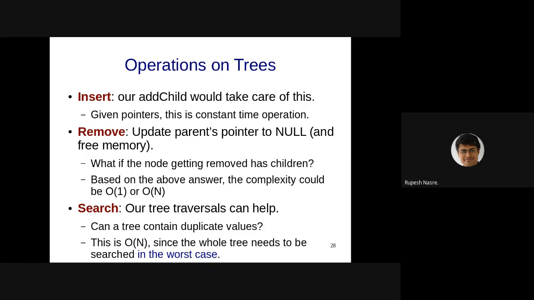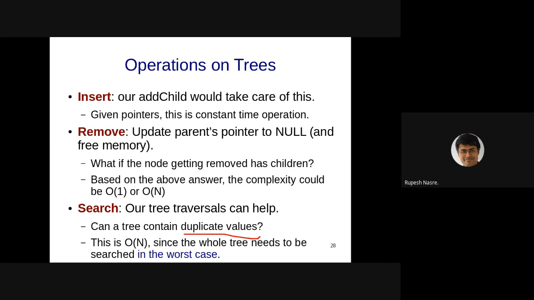Searching requires traversal of the tree. I'm searching for a particular value in the tree. Some questions that might come up is, what if the tree contains duplicate values? In that case, I need to search for multiple such instances, so I might have to search through the complete tree. But in general, this is still order n because there is no ordering amongst the nodes in this tree. As soon as we add some ordering to the nodes, we are going to be able to perform certain operations quicker than order n.